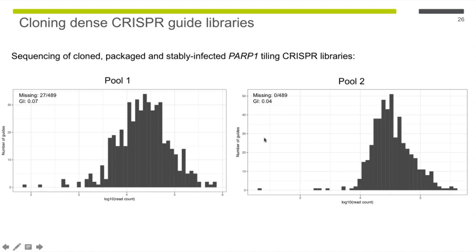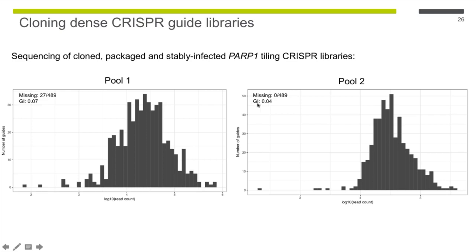And here you can see, I don't think in this case we sequenced the actual plasmid that we cloned it into, but this is sequencing cells that have been infected with the PARP1 dense library that we made. And so you can see in most cases we get a good representation of all the guides in the library. In this one we missed a few at the cell stage, but you can see in this one all the expected guides from our design were present in the library.